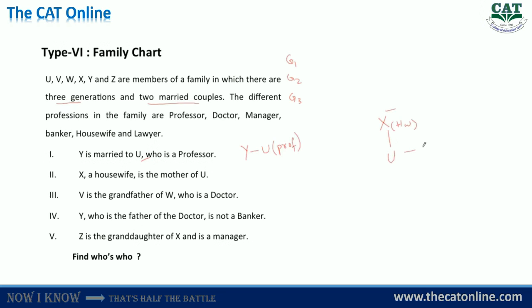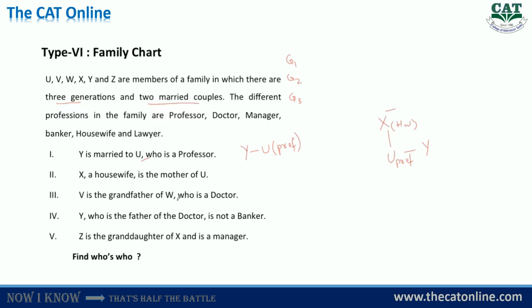And U, who is a professor, is married to Y. So X is the mother-in-law of Y, that is given. Amongst U and Y, who is a male or a female is not given, but here we know that X is a mother of U, so X is a female.